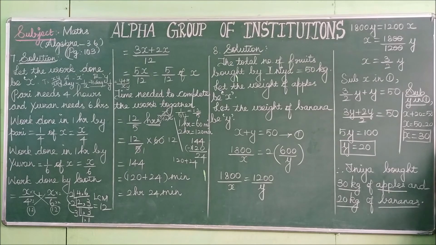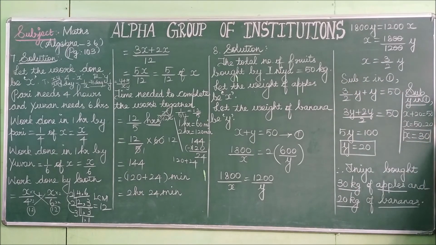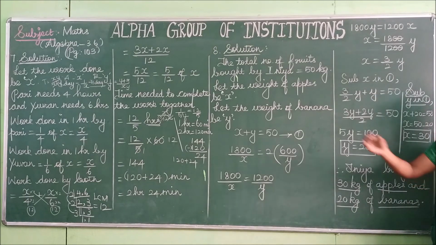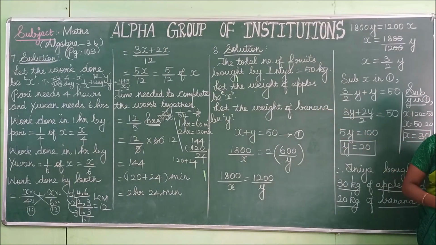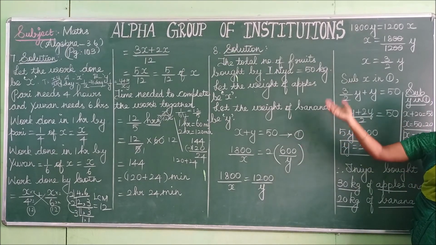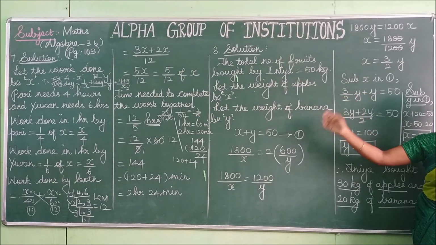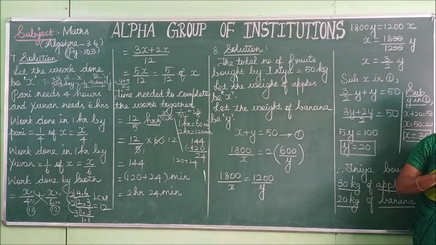So we don't know how many kgs of apple and banana she bought. Totally she bought 50 kgs only. So we take the total number of fruits bought by Inia, which is equal to 50. We don't know the weight of both items, apple as well as banana. So let us take the weight of the apples be x. Let us take the weight of the bananas be y. So you can simply form the equation using the first one: total number of fruits bought by Inia. Total means you are adding the total fruits.